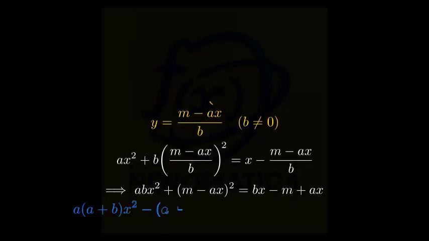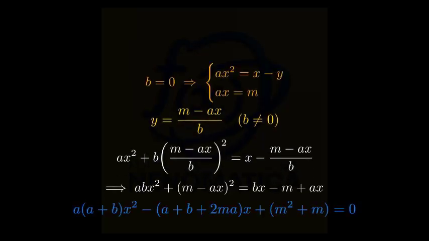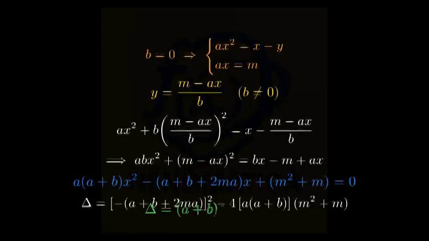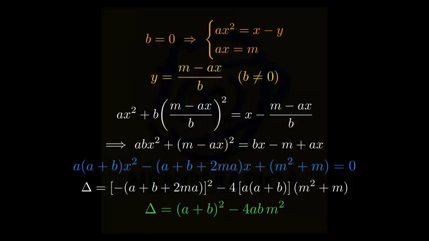After simplification, the left side minus the right side equals 0 becomes a times (a plus b) times x squared, minus (a plus b plus 2ma) times x, plus m squared plus m equals 0. Compute the discriminant. Delta equals the negative of (a plus b plus 2ma) squared, minus 4 times (a plus b) times (m squared plus m). This simplifies beautifully. We obtain delta equals (a plus b) squared minus 4abm squared.